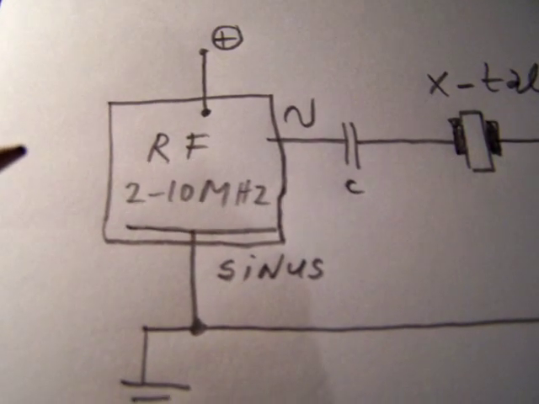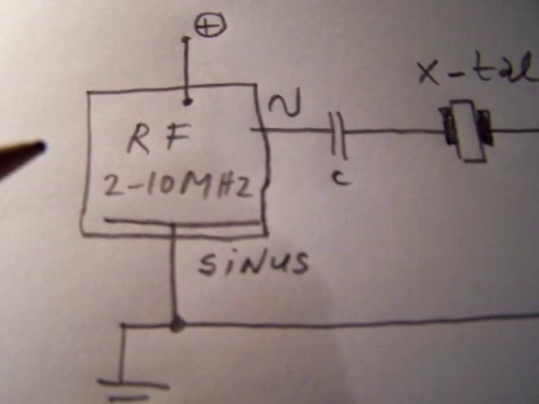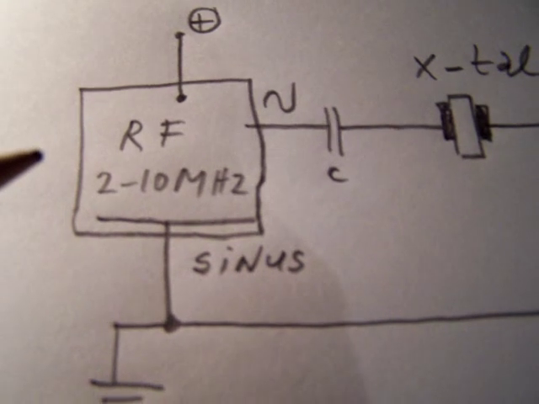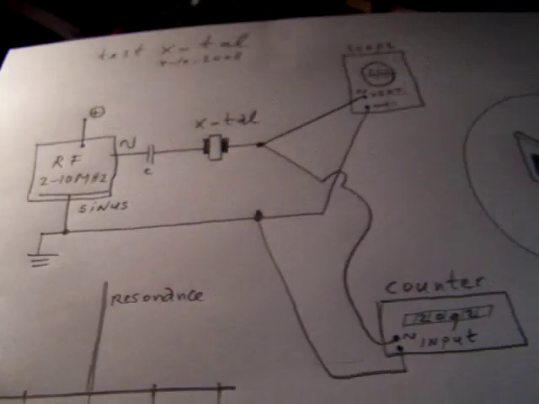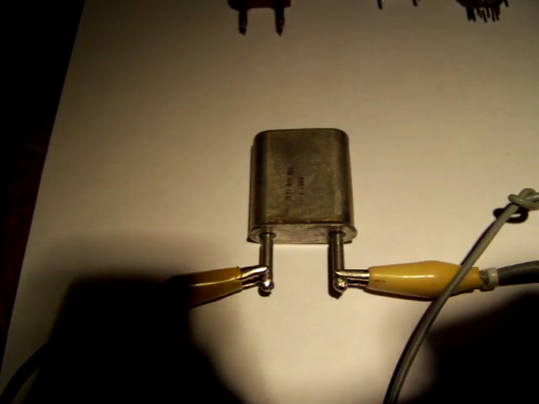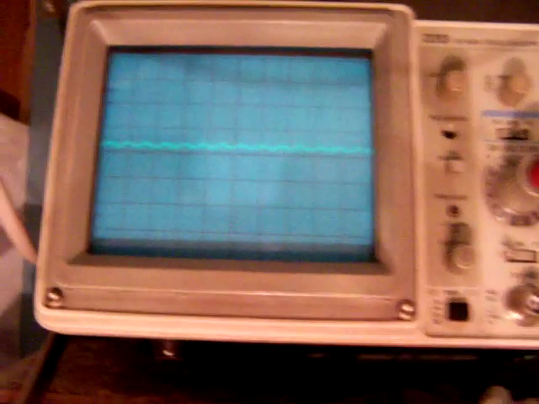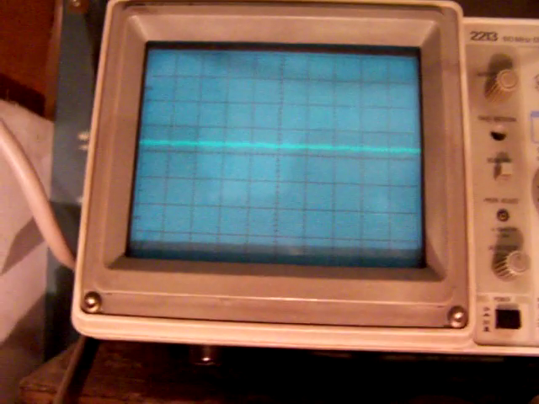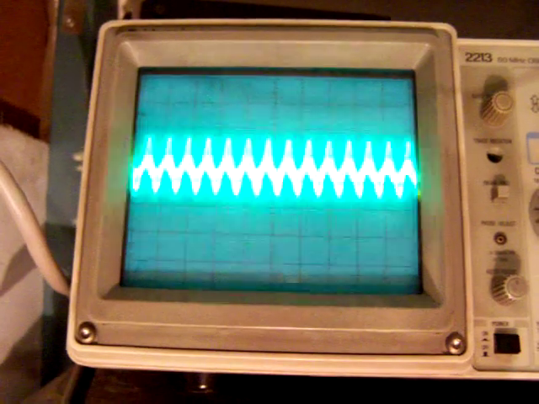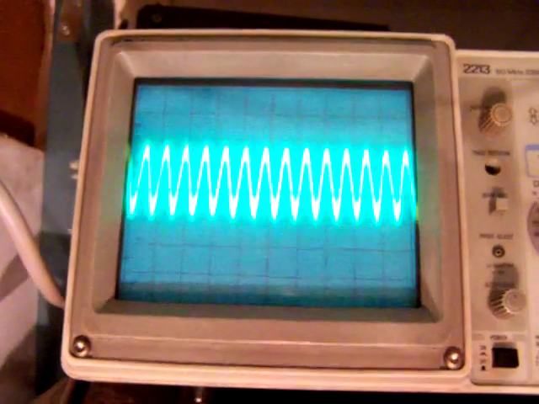When I tune the RF generator to the frequency of the crystal, you can see the resonance peak on the oscilloscope. I'm going to do that now. Here I use a crystal from 2.09 megahertz. And now I'm going to tune the RF generator. And you can see that there is an enormous resonance peak suddenly coming up.